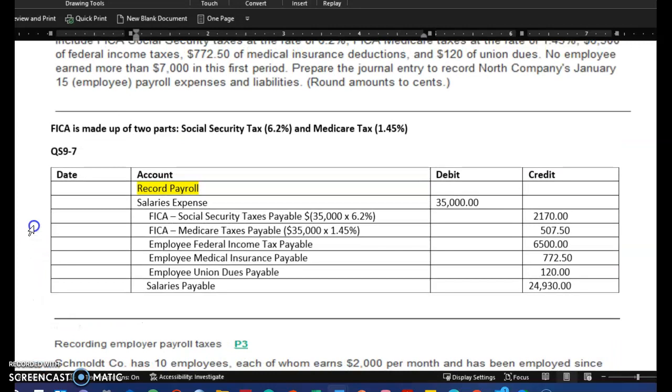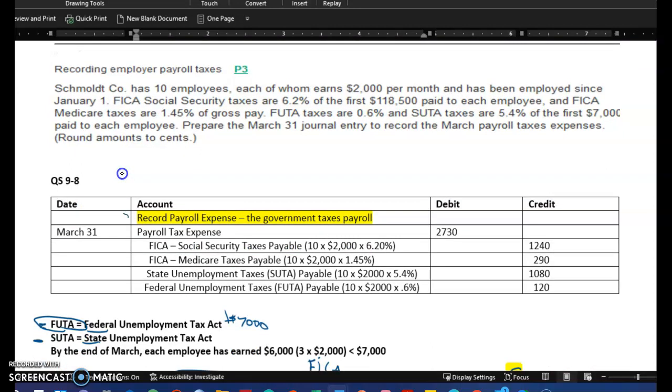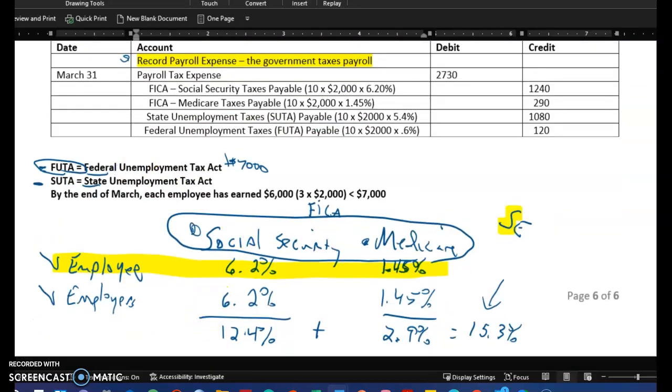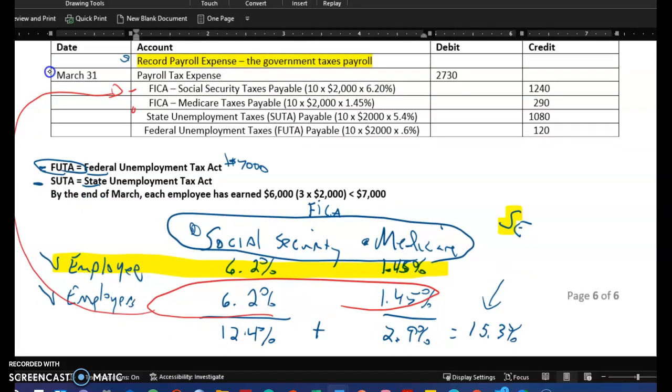All right, one more thing. So there's two entries: record payroll, and then we record the matching expenses. Remember I told you that the employer has a matching expense? Well, this is an example of that. These two are matching. And then the other thing is FUTA and SUTA are paid by the employer. FUTA always, all 50 states. SUTA, in most states near South Carolina, is employer only. We could look it up and verify, and I encourage you to do it.